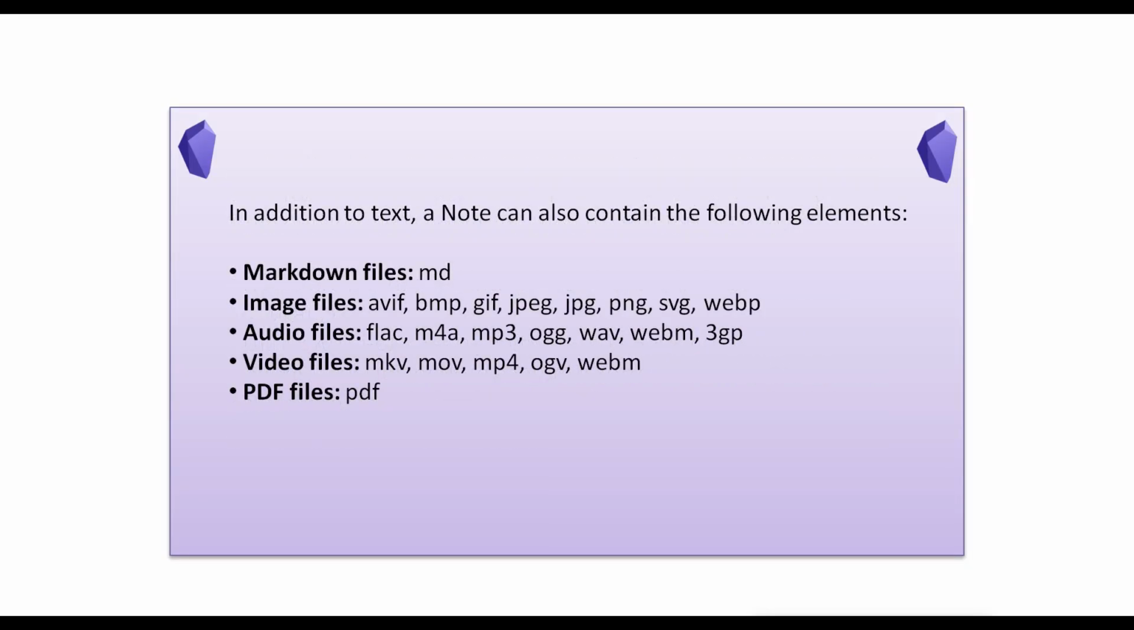In addition to text, notes can also contain Markdown files, image files, audio files, video files, and PDF files. The accepted file formats are as shown on screen. The easiest way to insert these file types into a note is to copy and paste them. When you do that, Obsidian will embed the file in the note. I'll have more to say about embedding files in the third video of the series. Let me demonstrate inserting a couple of these file types into a note right now.